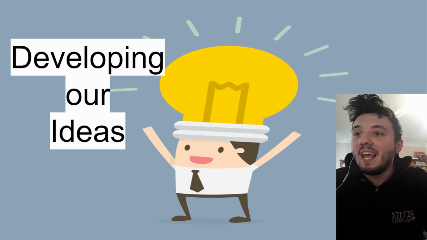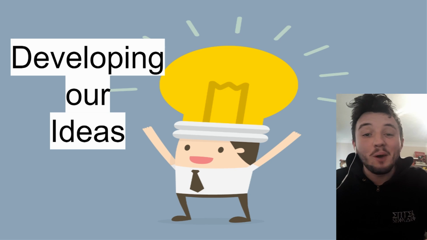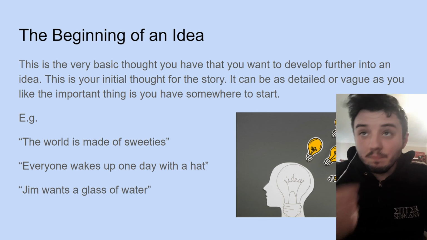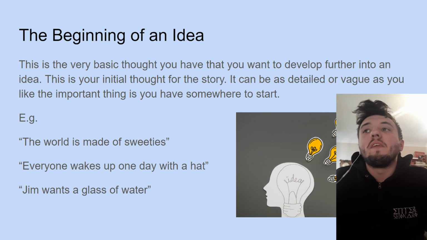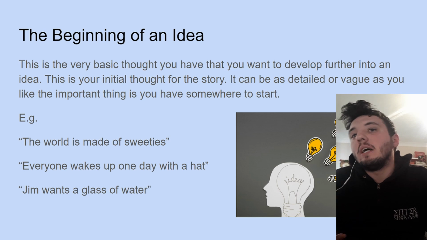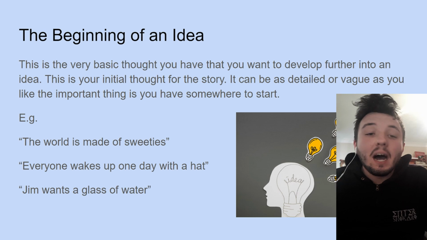Here's a wee man. He's got a wee idea. He's a wee light bulb head. So the beginning of an idea. This is the very basic thought that you have and you want to develop further into an idea. This is your initial thought for the story. It can be as detailed or vague as you like. And the important thing is that you have somewhere to start.